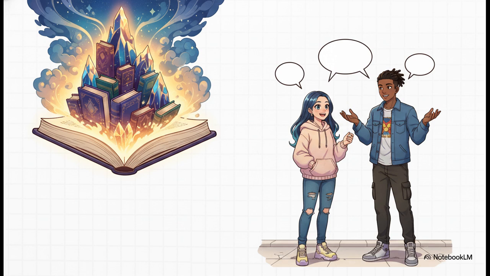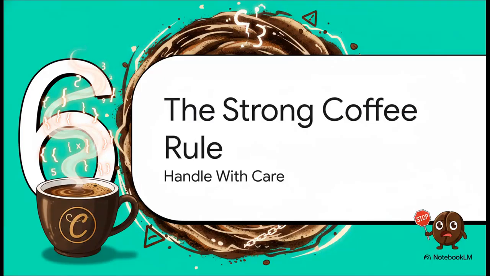But on the exact opposite end of the formality scale, look at these short responses. So did I, neither have I, nor can she. These short inverted responses are actually much less formal and highly common in standard everyday speech. And that brings us to our final stop, Section 6, the strong coffee rule. I'm going to shift my tone a bit here from enthusiastic to, well, cautionary.